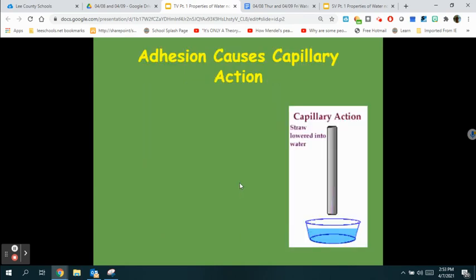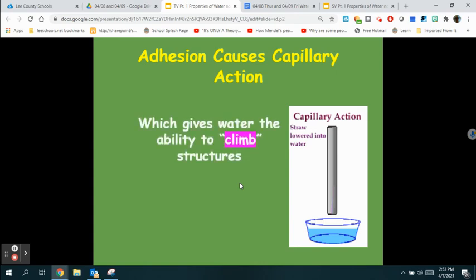Adhesion causes capillary action, which gives water the ability to climb structures. When you lower a straw into water, some of the water will go up the straw because of capillary action.